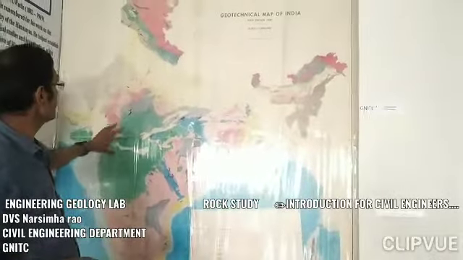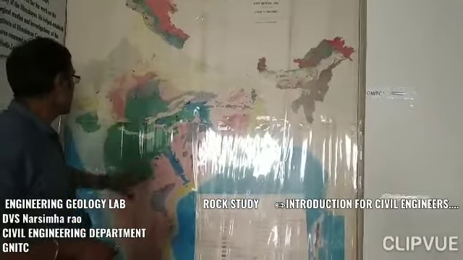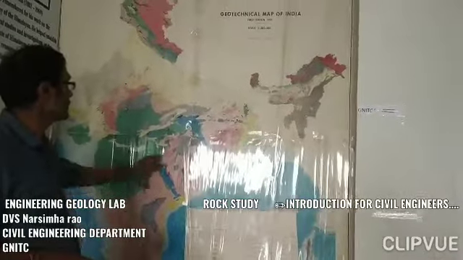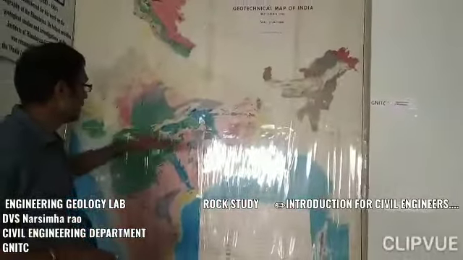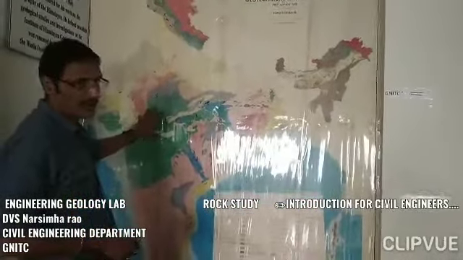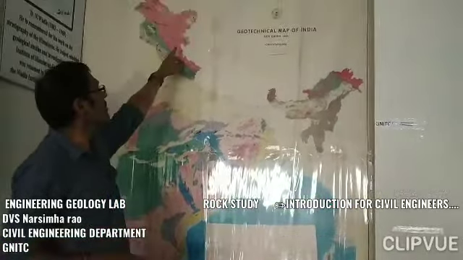If you see, this green patch is the Maharashtra area, and it is completely basalt. So it is a volcanic activity rock. The magma which has come out is the volcanic rock. This is basalt, and this is highly weathered rock.